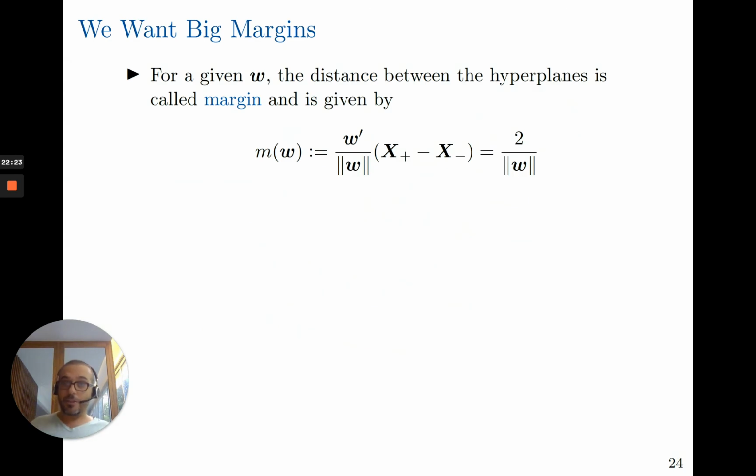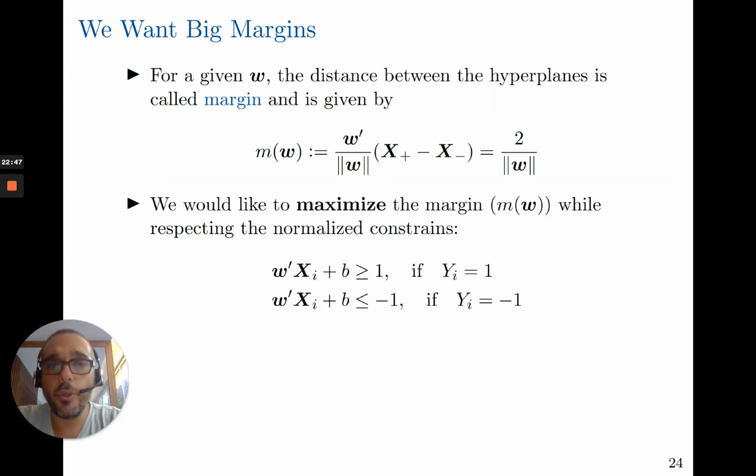Okay, so we want big margins. That's what we want. If we have big margins, then classification is better, right? So for a given W, we can again compute the margin, which is 2 over the norm of W. And we want to maximize the margin while respecting the normalized constraints. We want correct classification.